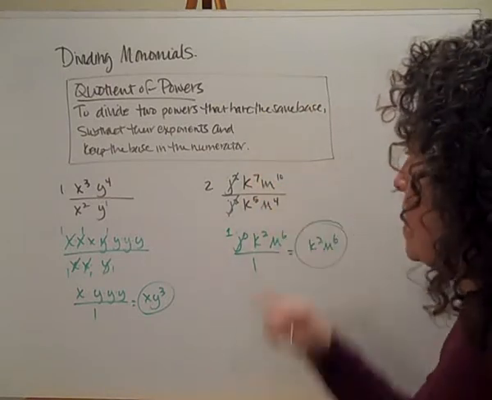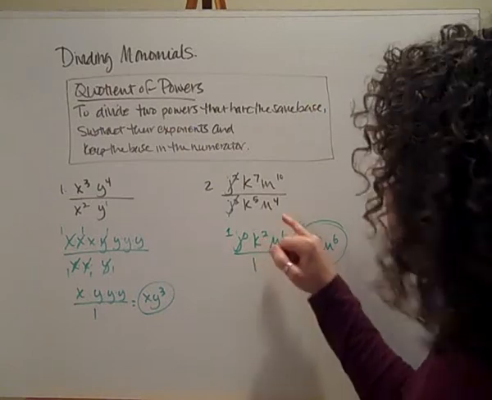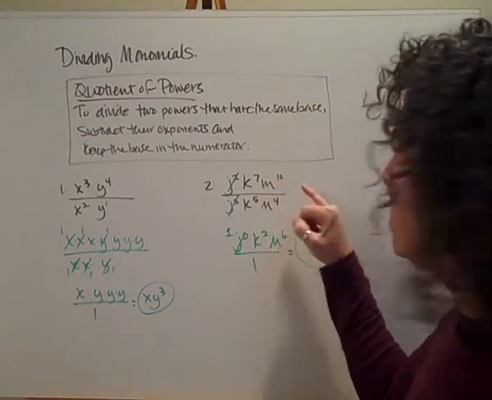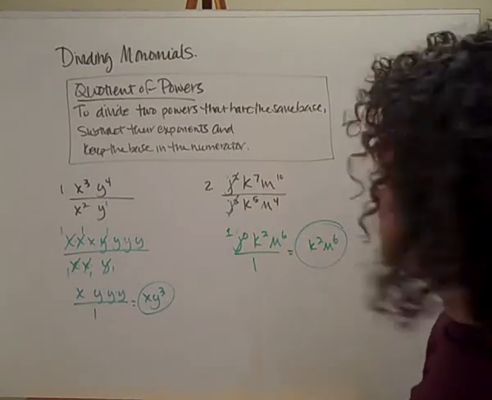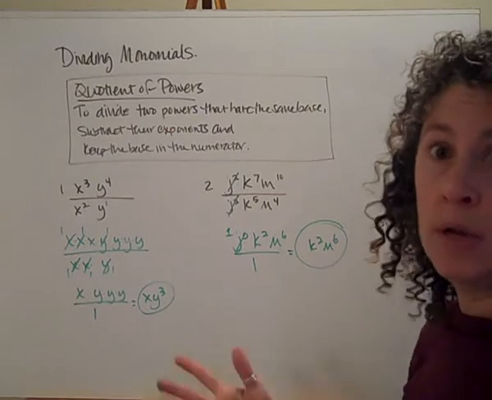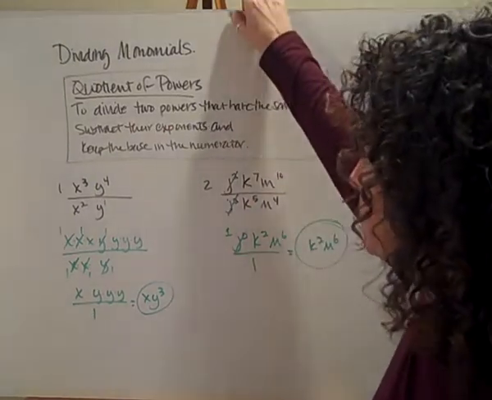K to the 7th divided by k to the 5th. I keep my k in my numerator. 7 minus 5 gives me 2 as my exponent. I have my base of m's. I keep my m in my numerator. 10 divided by 4 gives me an exponent of 6. So I end up with k squared m to the 6th power. I have a 1 in my denominator. Again, it's that 1 that is there, but we don't really need to write it.